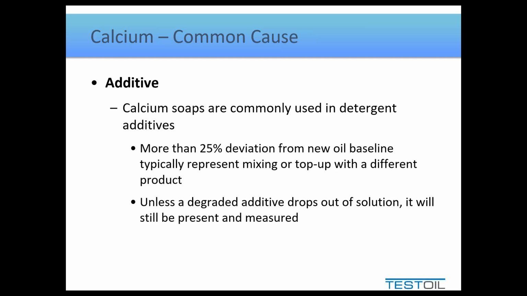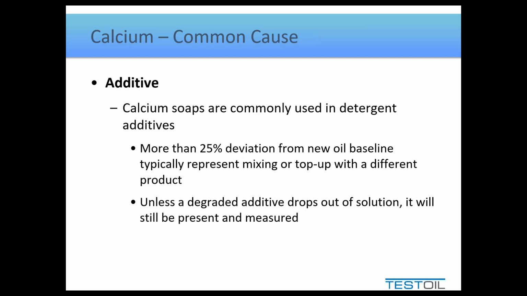What I mean is that if the new oil baseline says it's 100 parts per million, as long as it's between 75 and 125 parts per million, that is really the same number. And that is the same oil. You can't call it a different oil. You can't suggest it's got a mixture or anything like that.